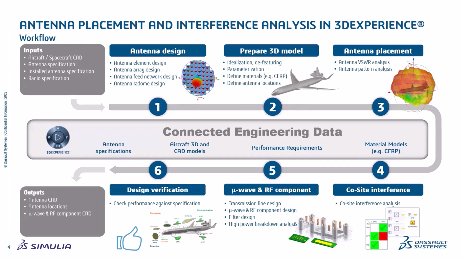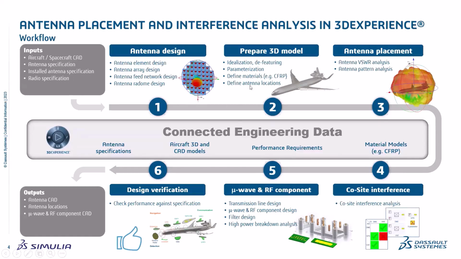We start with some inputs to define. You can see my mouse. So we have, for instance, aircraft CAD files, antenna specification, installed antenna specification, but we also have radio specification. Then we will do the first step, which means antenna design, not only antenna element design, but also antenna array design, feed network design, radome design, etc.